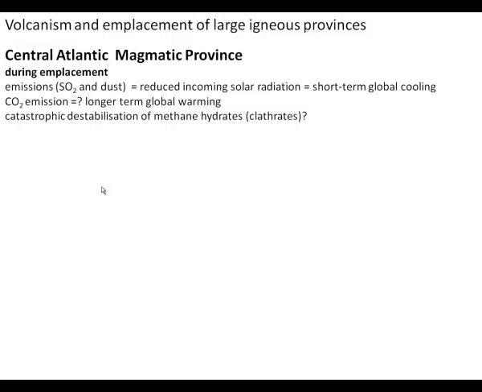So if we think about this million years or so during which we're emplacing the Central Atlantic magmatic province, we of course are going to have the same phenomena that we've encountered before on a smaller scale with individual volcanoes and their eruptions. We're going to have a lot of emissions, most notably key things such as sulfur dioxide, which would have served to reduce the incoming solar radiation and induce short-term global cooling. Carbon dioxide emission may have had the opposite effect, facilitating longer term global warming, and it's also possible that we would have had catastrophic destabilization of methane hydrates with the eruption of these large volumes of igneous rocks into marine settings.